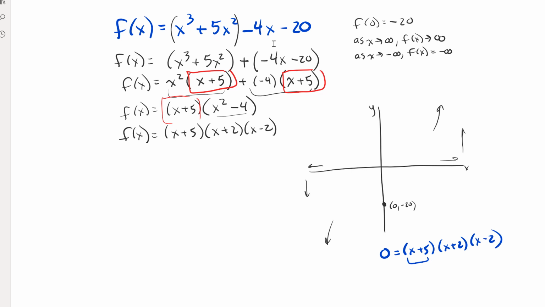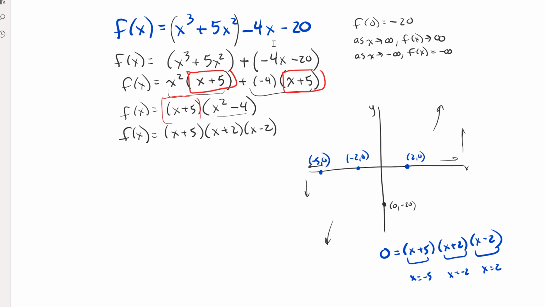So what makes x plus 5 equal 0? Well, that would be negative 5. What makes x plus 2 equal 0? That would be negative 2. What makes x minus 2 equal 0? That would be positive 2. So we're going to have zeros here at positive 2, negative 2, and negative 5.